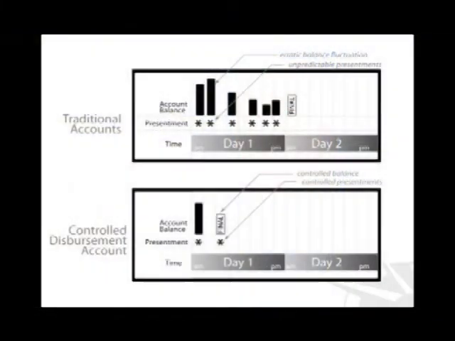disbursements. Now, a CDA, or controlled disbursement account, is different from a traditional account in terms of how checks clear and how that information is reported. First, as you can see from the graphic, checks clear at all times throughout the day on a traditional account. So you don't know what your balance is until the following day when your balance reporting information is available.